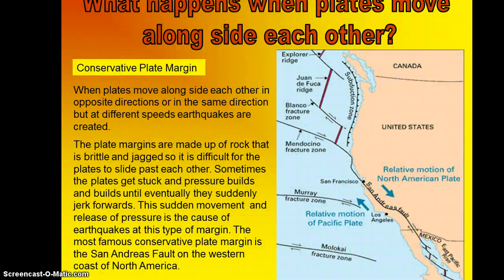Conservative plate margins. When plates move alongside each other in opposite directions, or in the same direction but at different speeds, earthquakes are created. The plate margins are made up of rock that is brittle and jagged, so it's difficult for the plates to slide past each other. So when the plates get stuck, pressure builds up and eventually one of the plates will jerk forwards. This sudden movement and release of pressure is the cause of earthquakes at this type of margin. The most famous conservative plate margin is the San Andreas Fault on the western coast of North America.